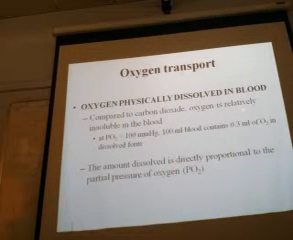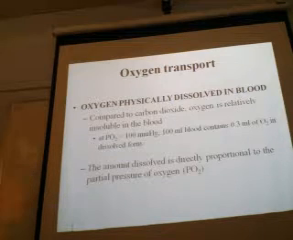Compared to carbon dioxide, oxygen is relatively insoluble in the blood. At a partial pressure of 100, 100 milliliters of blood contains only 0.3 milliliters of dissolved oxygen, as we had seen in our gas exchange. The amount dissolved is directly proportional to partial pressure. The more the partial pressure, the more the dissolution. The less the partial pressure, the less the dissolution.